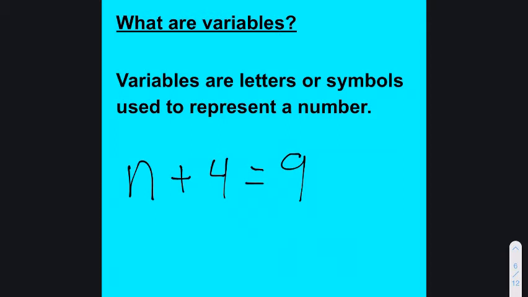Now again, variables are letters or symbols used to represent a number. So let's look at this equation. We have n plus 4 equals 9. So 4 is a number and 9 is a number. Which one is not a number? That's right, n. N is not a number. N is a letter. So in this case, our variable is n.